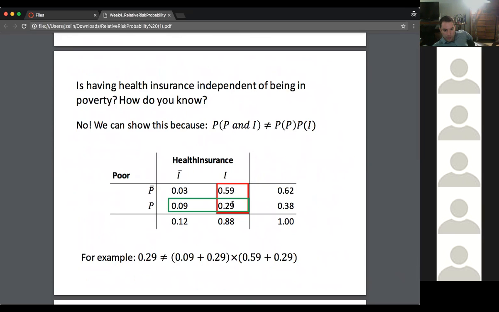0.09 plus 0.29 multiplied by 0.59 plus 0.29. If you had independent events, those two would be equal. But since you did not get the same answer using those two ways, we know that these events are dependent on one another. And that makes sense intuitively, because having health insurance certainly is dependent on whether you are poor or not. One of these things does affect the other.